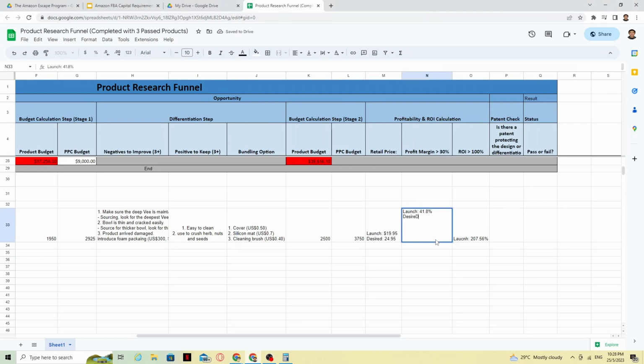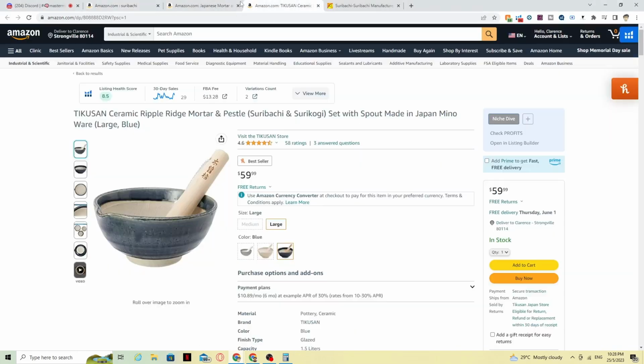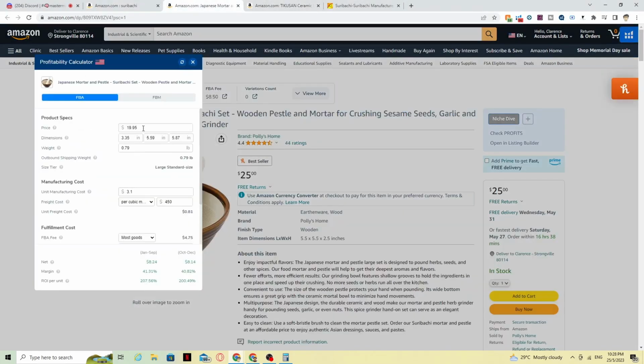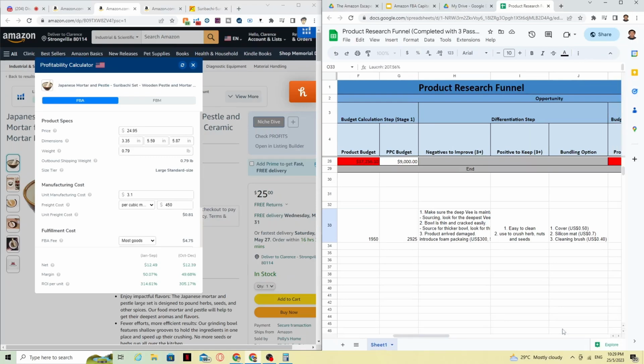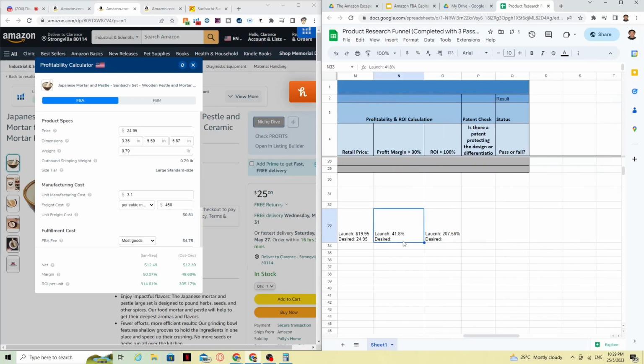So we have the desired price. We go back, the desired price 24.95. This gives us a very healthy profit margin and ROI based on this manufacturing cost. Okay, let's go back and just input all the numbers in. So profit margin 50%, amazing. 314%, 0.61.